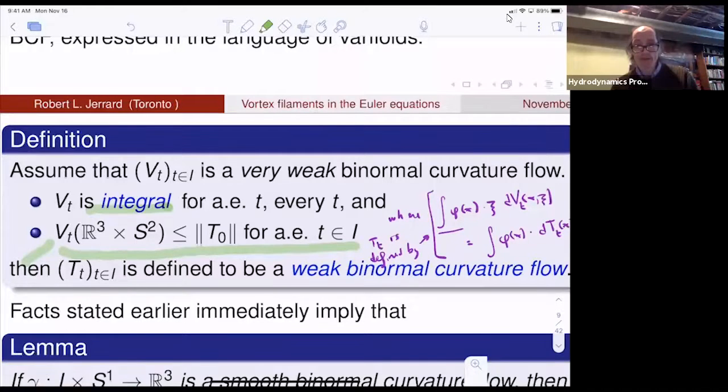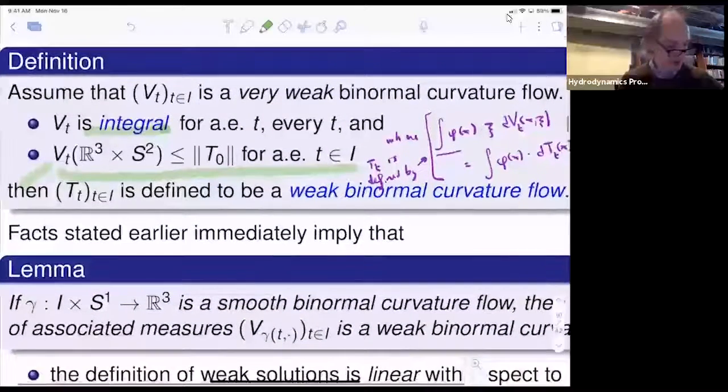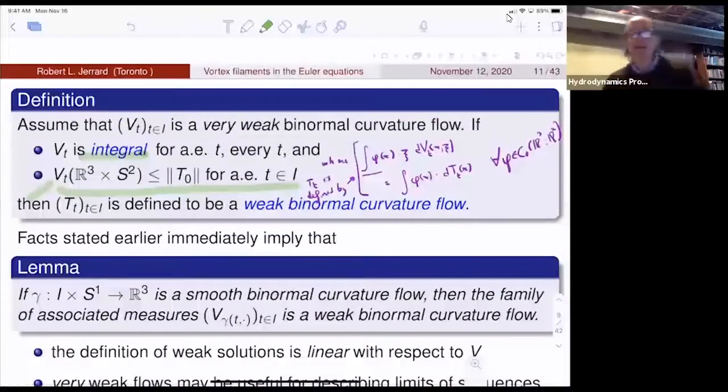Let me give an example. So first, the first lemma is that, are there any questions? This may be a bit, so in a way it's just language, but it may be a bit abstract if you're not used to this kind of language. So feel free to ask questions. And let me say the first lemma, which is that every smooth binormal curvature flow defines a weak binormal curvature flow via the family of associated measures of varifolds.